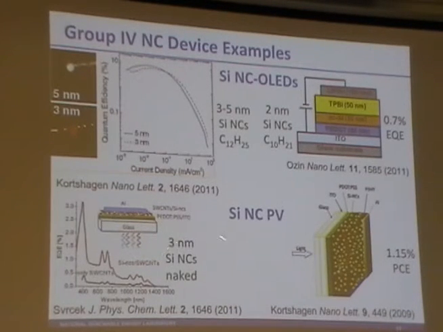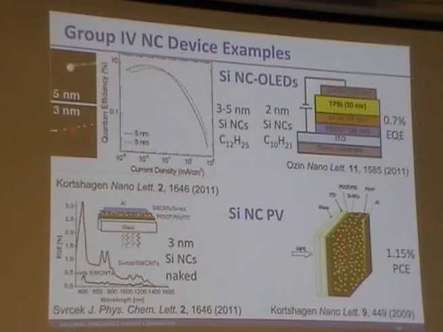The other thing I'll just quickly mention is that these, I put "naked" down here, supposedly don't have any ligands on them. In this case, they took either phosphorus or boron, so N or P doped silicon wafers, and they mechanically beat them up and made a really, really fine powder based on mechanical dispersion of the wafers, and they used that then for their active layer.